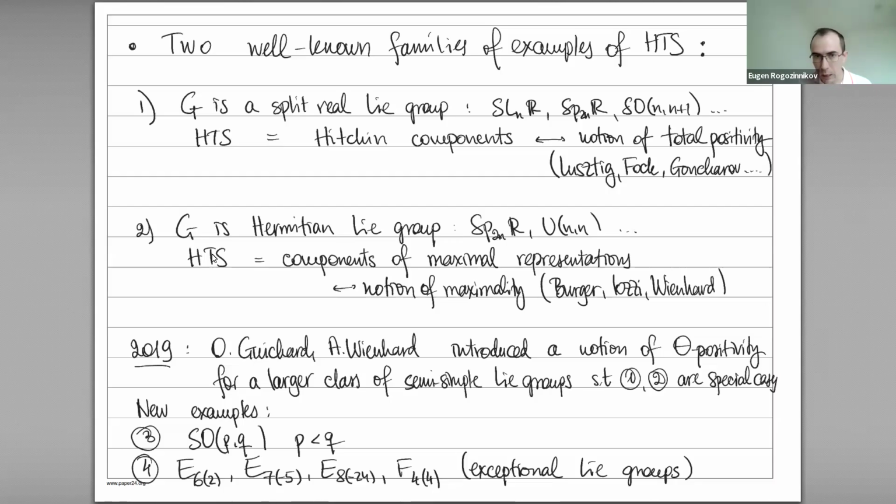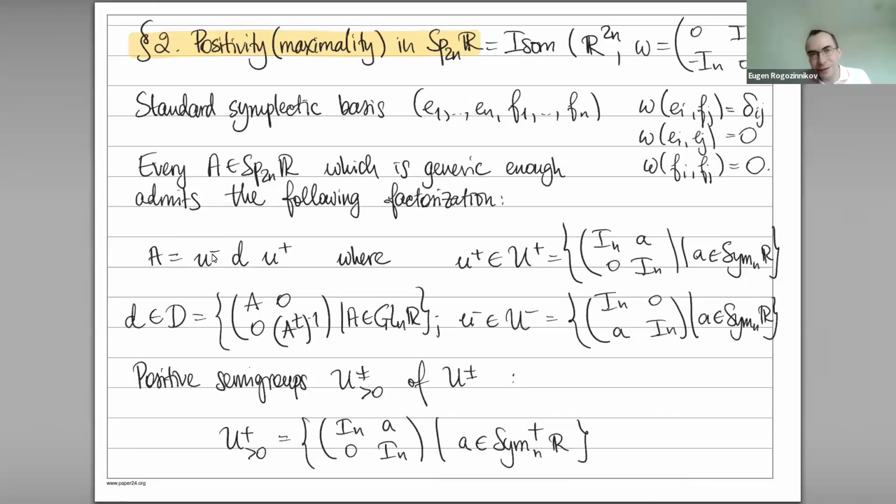Okay. And now I'll illustrate the notion of positivity on this second example, on maximality for Sp2n(R). I believe many people already know about total positivity, so I'll illustrate it on this example, which is less well known. I see the group Sp2n(R) as the group of isometries of the vector space R to the power 2n equipped with the standard symplectic form, which has this form.